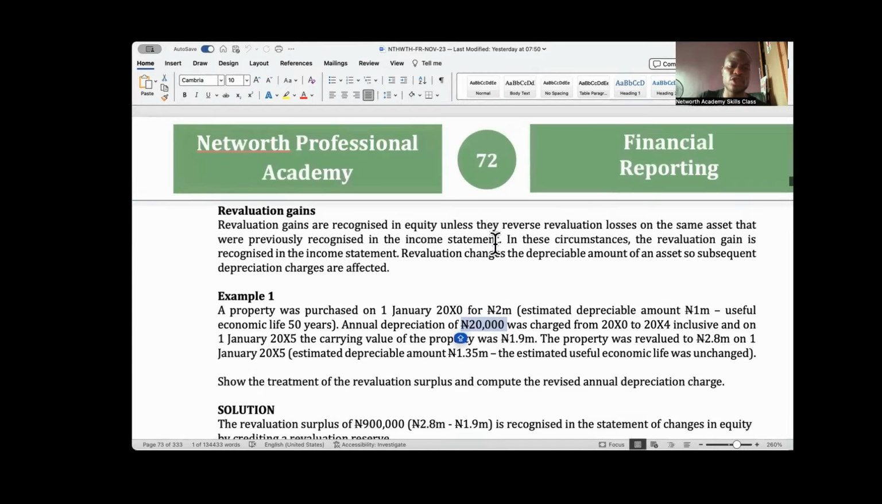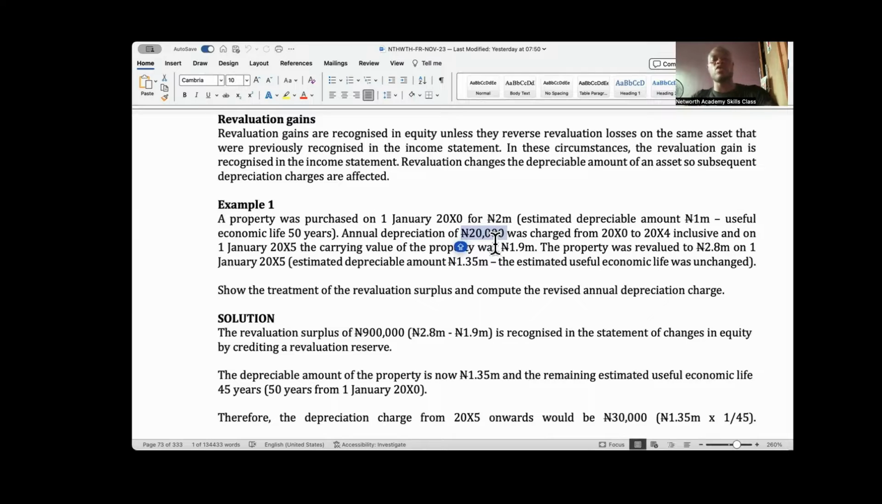So that's for revaluation gain. Don't forget, what we need to note here is this. When you have a revaluation surplus, it will end up in equity. It's a reserve. But before it goes to equity, it goes to other comprehensive income. Then from there, you take it to your reserve as an equity.